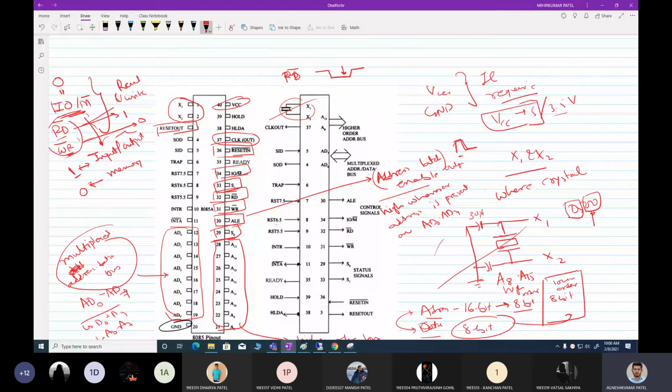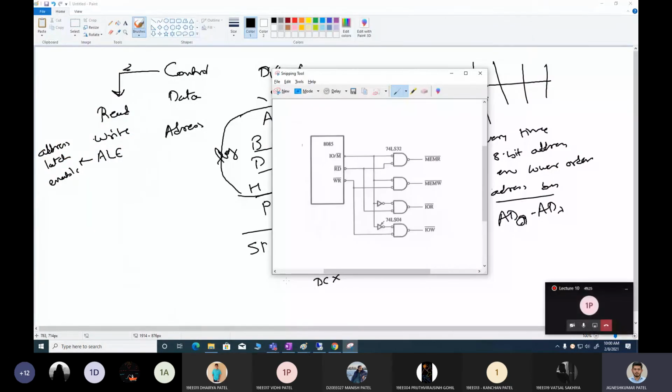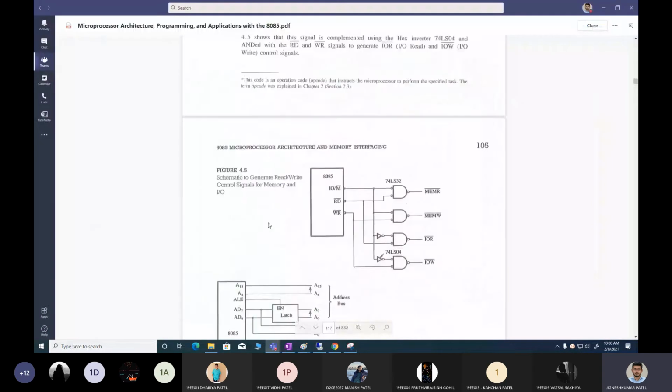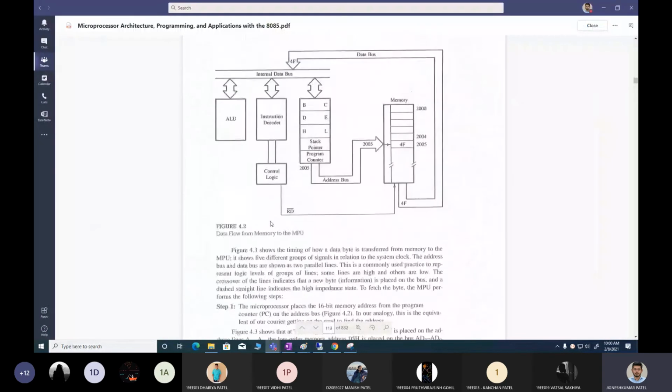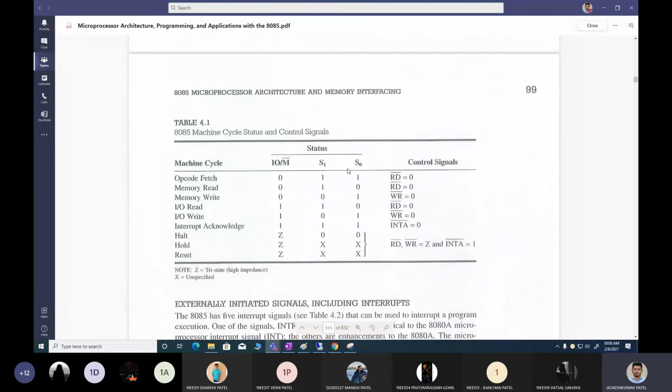So what will the status show? It will show which cycle is being performed inside your 8085 at this moment, for example, opcode fetch, memory read, or memory write. For each separate cycle, you have a separate S1 and S0. It is just needed for troubleshooting. Let me show it to you. Yeah, this is that signal. So along with the memory signal, you can use S1 and S0.